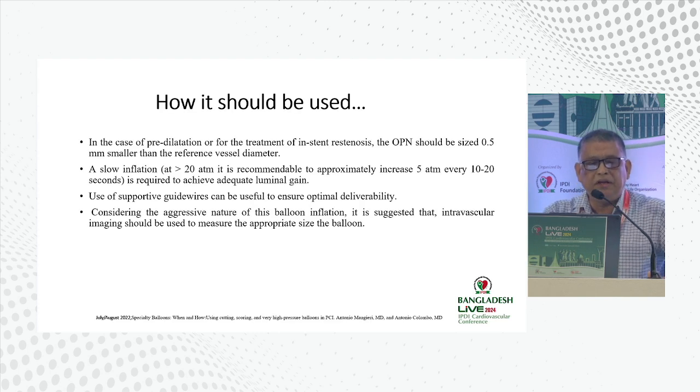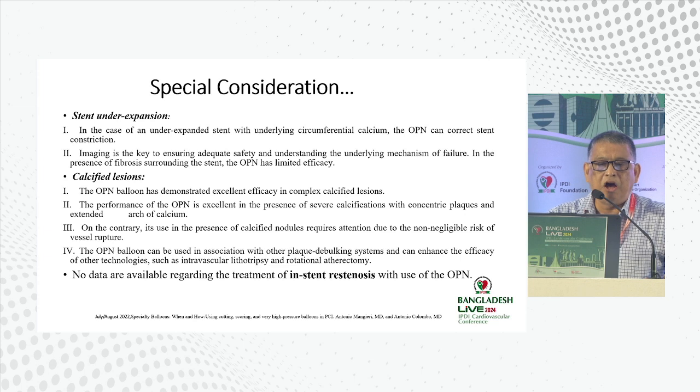For pre-dilatation and treatment of in-stent restenosis, the opium balloon should be sized 0.5 millimeter smaller than the reference vessel. IVUS should be done before using an opium balloon. It should be inflated slowly, 5 atmosphere every 10 to 20 seconds. Supporting guide wires may be used, as our panelists were saying in the live case. It is very often used in under expansion of the stent, and imaging should be done before using a scoring balloon.